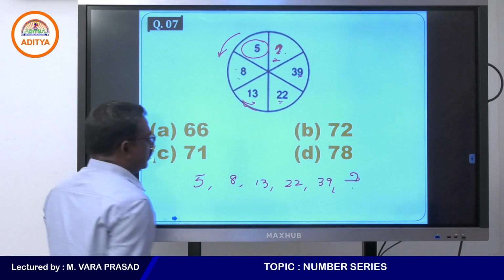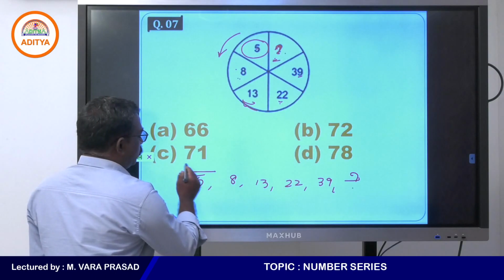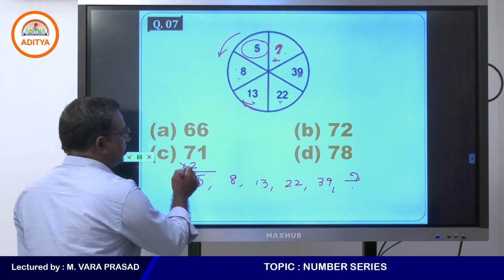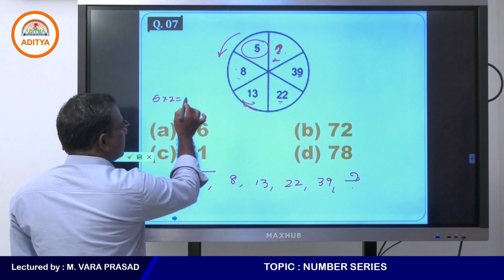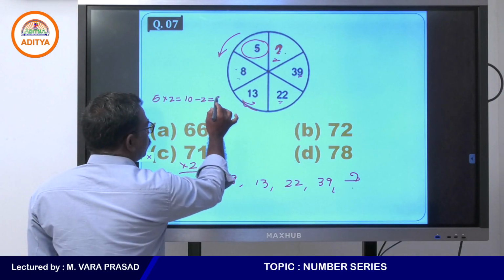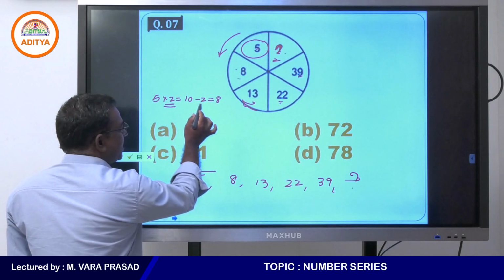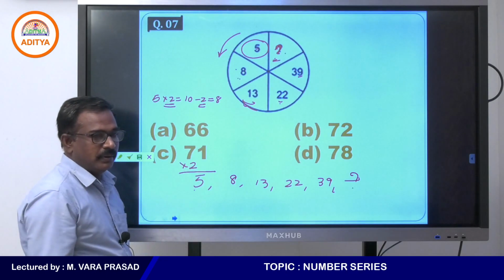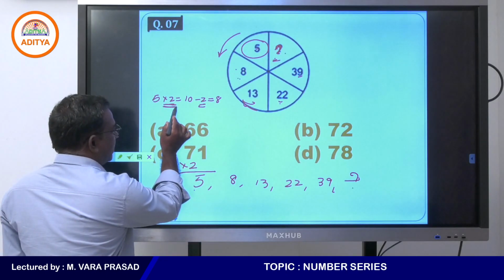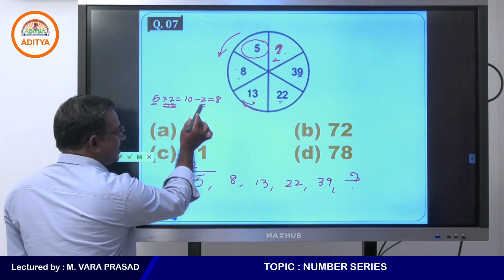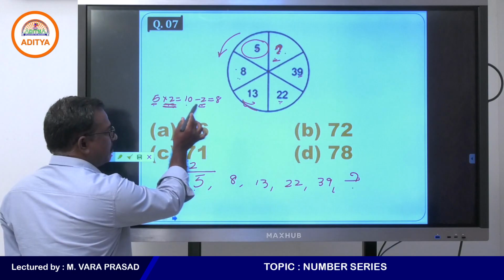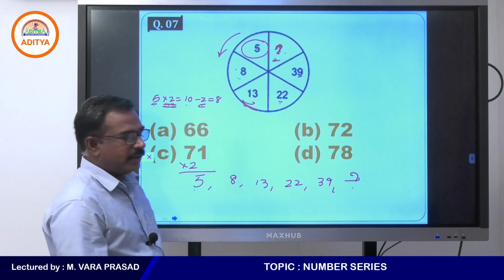So, 5 into 2, 10, see clearly, 5 into 2 is 10, minus 2 is 8. What number did we multiply? The same number we are subtracting. Here 5 is multiplied by the number 2, and the same number we are subtracting here. 5 into 2, 10 minus 2 is 8, right?